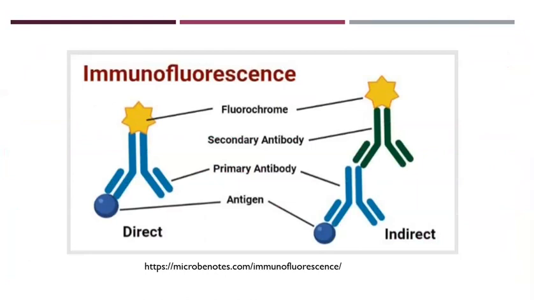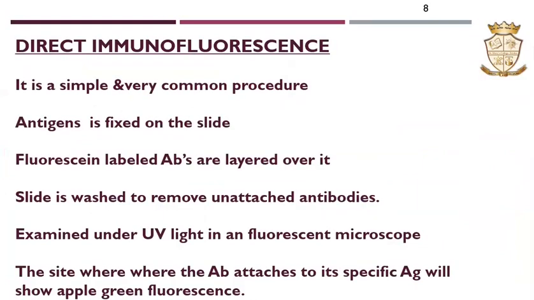Diagrammatic representation of direct and indirect immunofluorescence. Direct immunofluorescence is a very simple and common procedure. Antigen is fixed on the slide. The fluorescent-labeled antibody is layered over it. The slide is washed to remove unattached antibodies. It is examined under UV light in a fluorescent microscope. The site where the antibody attached to the antigen will show apple green fluorescence.